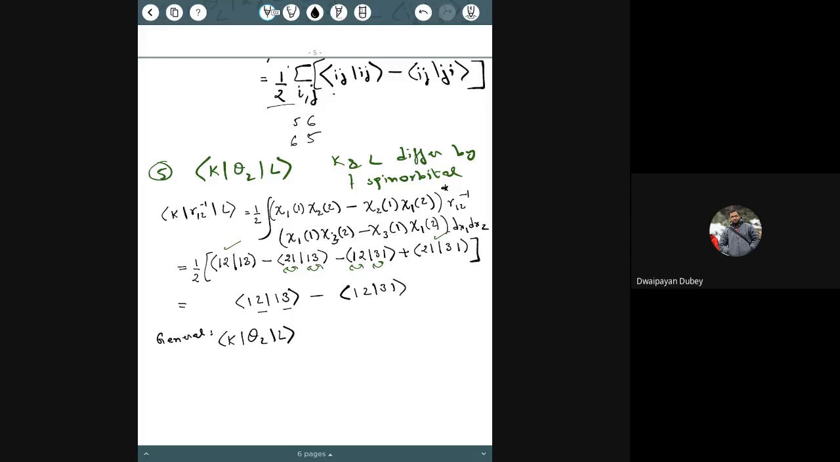But 1 cannot be 2 or 3. So 1 not equal to 2, 1 not equal to 3. But 2 and 3 are specific. The pair which is different in K and L. So my 1 can be anything. 1 can be 4, 5, 6, everything. But 1 cannot be 2 and 1 cannot be 3.